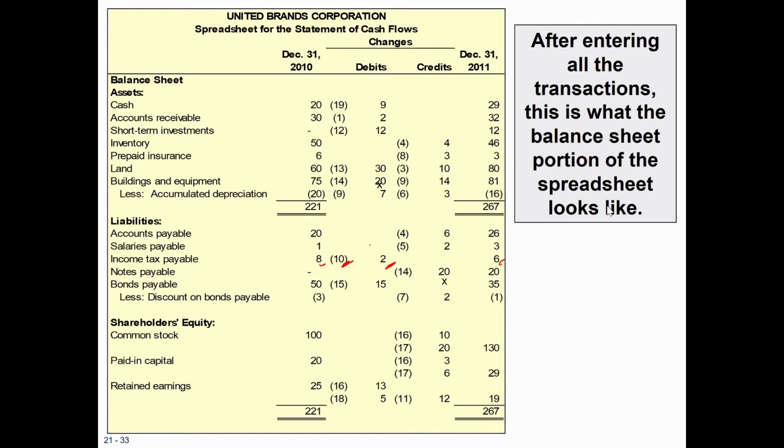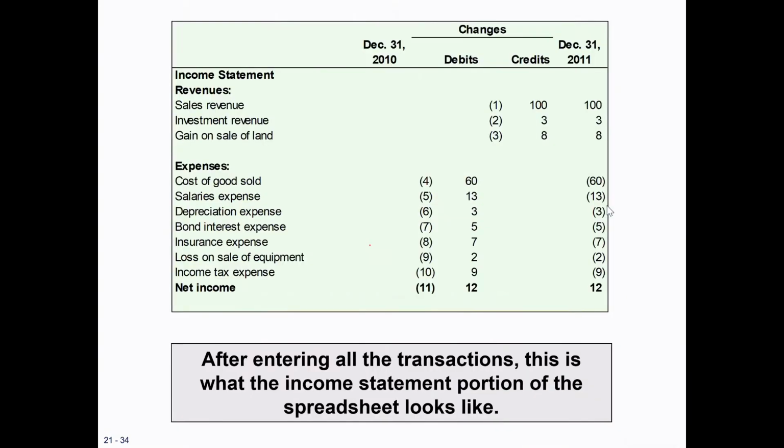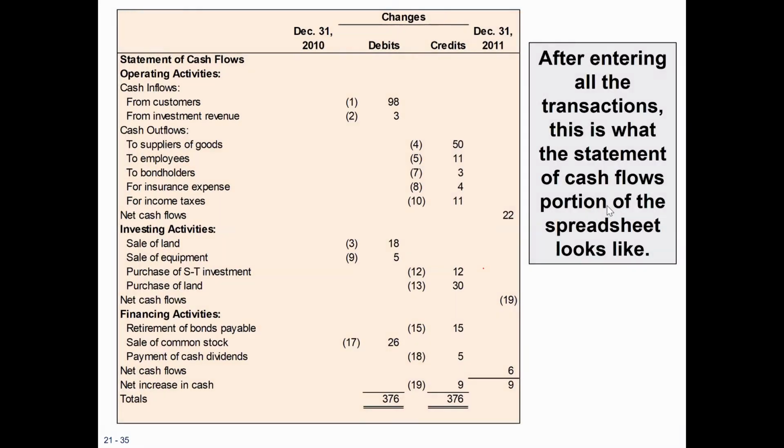We debit income tax payable for 2, and then again we debit income tax expenses for 9, and then we credit cash for 11, right? So that's the summary journal. Okay, this is item number 10, right? So these are all item number 10, the summary journal.